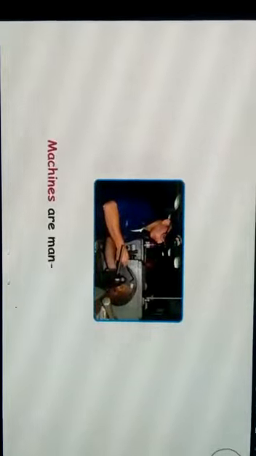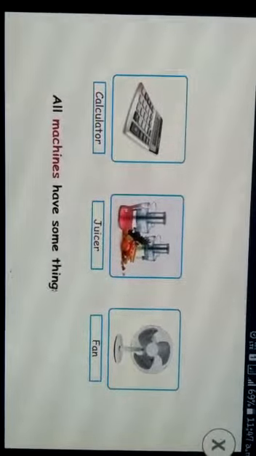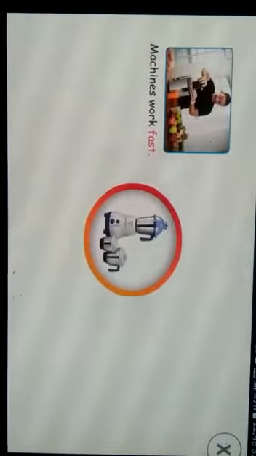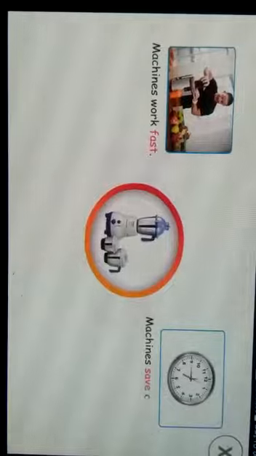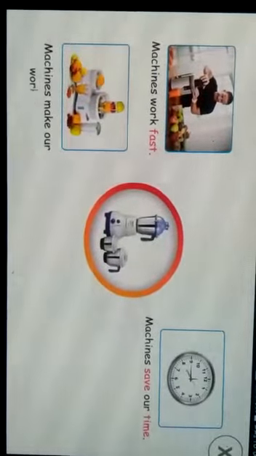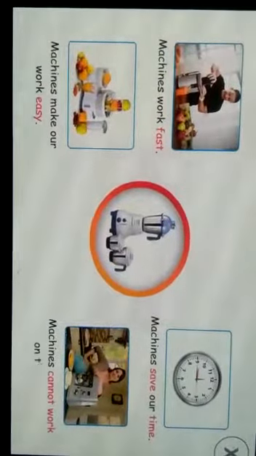Okay, let me tell you that machines are man-made things. And they help us to do different types of work. All machines have some things in common. Like, machines work fast. Machines save our time. Machines make our work easy. But machines cannot work on their own.